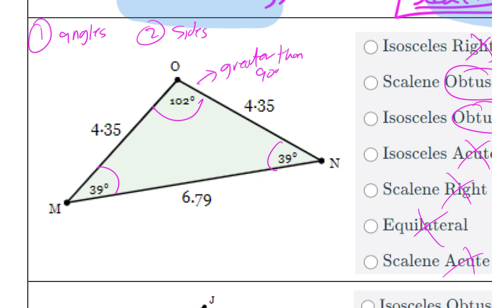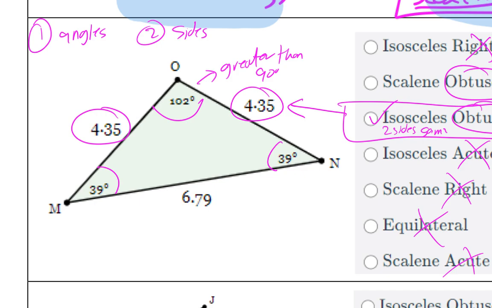So which one do you think is correct, scalene or isosceles? Scalene means no sides are the same. Isosceles means two sides are the same. So this one and this one tells us that it is isosceles because two sides are the same. Okay, so isosceles obtuse is our correct answer. All right, so let's keep it moving.